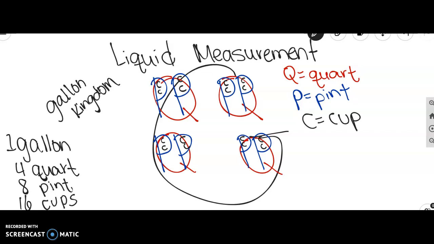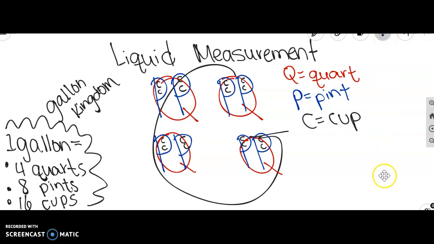So I'm going to break this down even further. And I'm actually going to draw it again because I want you to draw it with me. So on a piece of paper, I want you to make sure that you have this written down. So 1 gallon equals 4 quarts, it equals 8 pints, and it equals 16 cups. So I want to make sure you have that written down. So if you need to, go ahead and pause the video and write it down.